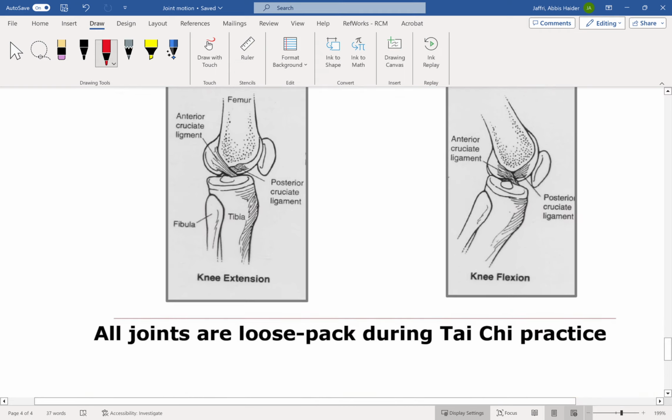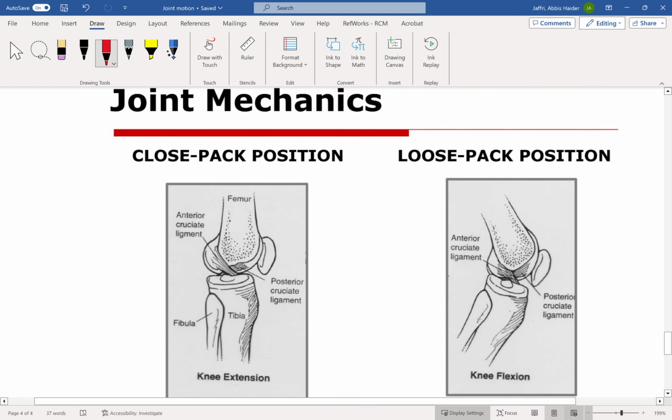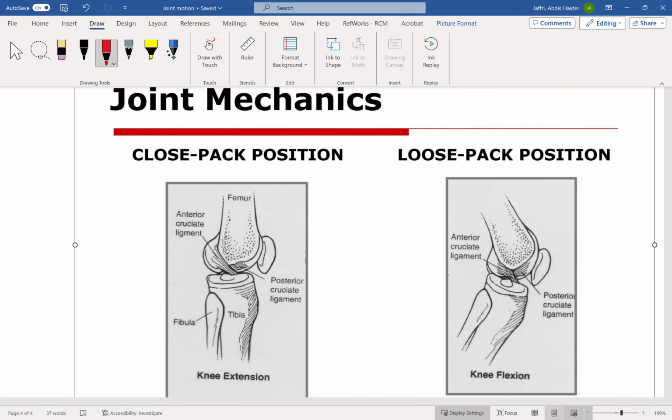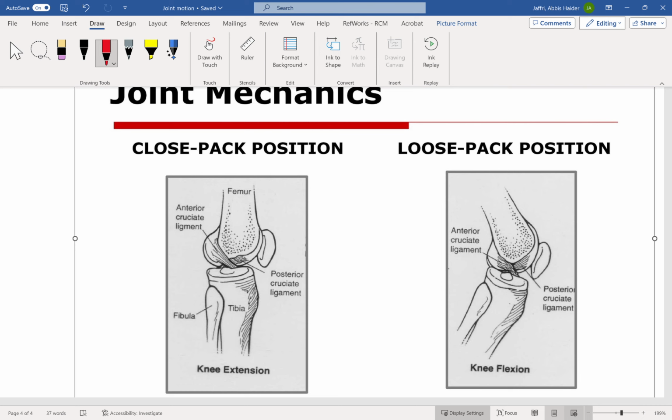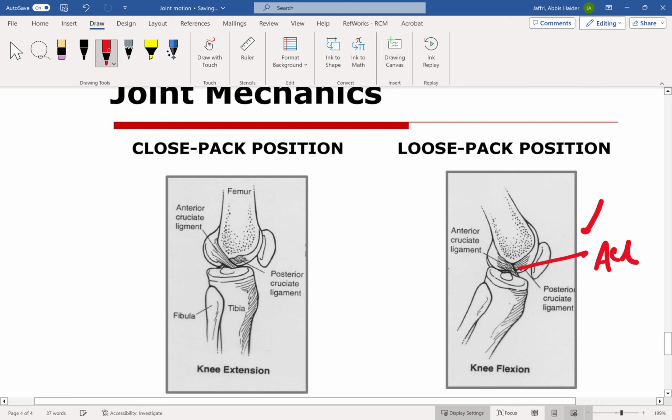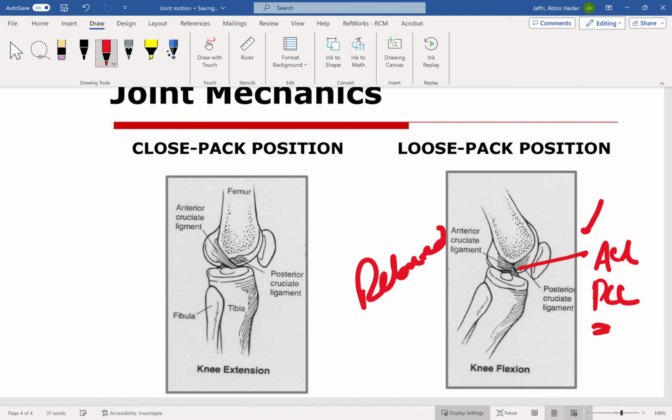And then the last couple of things we talk about here is joint mechanics. You have the open pack and the closed pack position in joint mechanics. So the open pack position is the one where the ligaments are lax. That's the easiest definition for this. Okay, the ligaments are lax. Here, for example, these ACL and PCL, they are lax. They are relaxed.